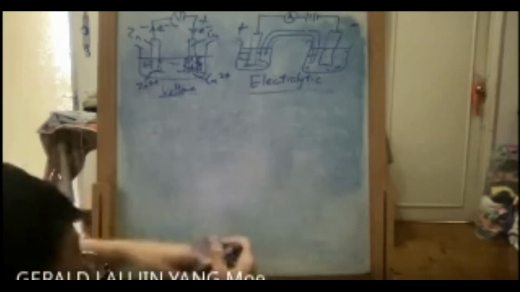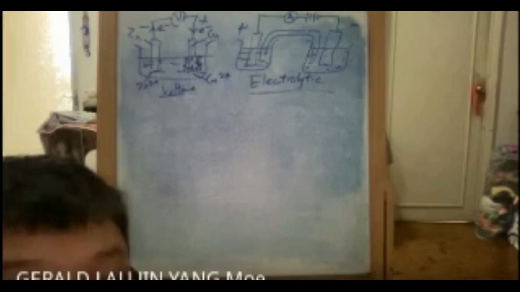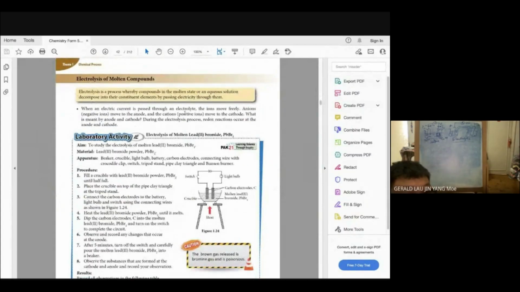Okay. Electrolysis is going to be more complicated because you have to learn the process, the factors and the process really. So electrical energy to chemical energy, look at the battery. Before we go into electrolysis, first of all, you must know the meaning of electrolysis. It is the process whereby compounds in a molten state or aqueous solution decompose into their constituent elements.